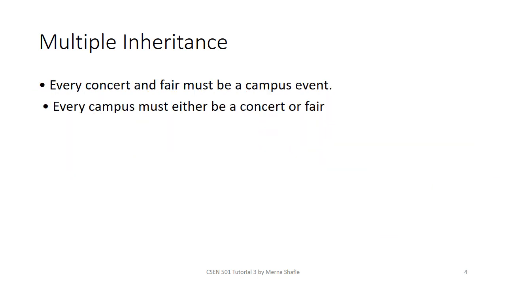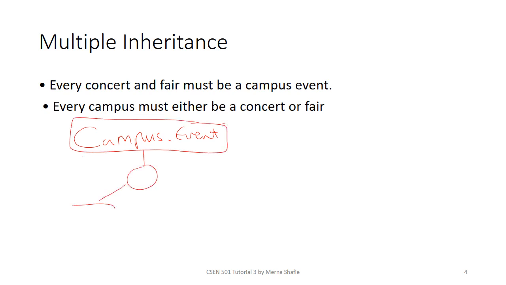Now we have two other statements stating the following. Every concert and fair must be a campus event. And every campus event must either be a concert or a fair. Again, every concert and fair must be a campus event, and every campus event must either be a concert or a fair. Let's start drawing it. We have every concert and fair must be a campus event. We can draw the campus event as the superclass.